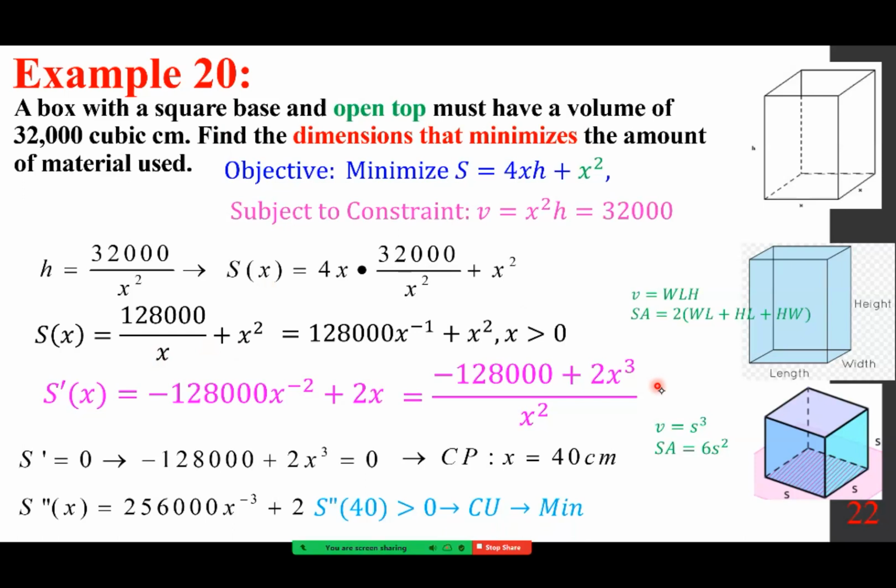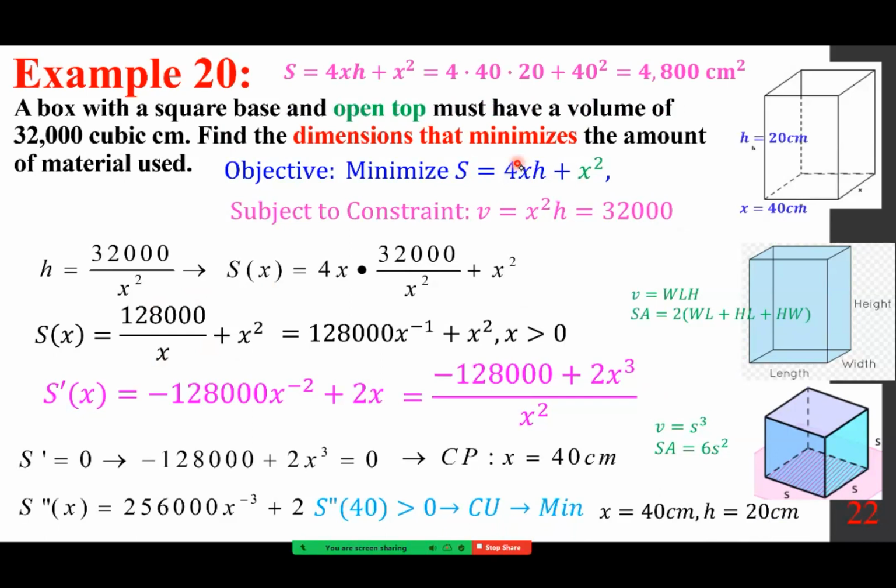If x is 40, put it into this or into this, h becomes 20. So if those are the dimensions, where h is 20 and x is 40, put it into this equation, and you find the minimum surface area of the material.